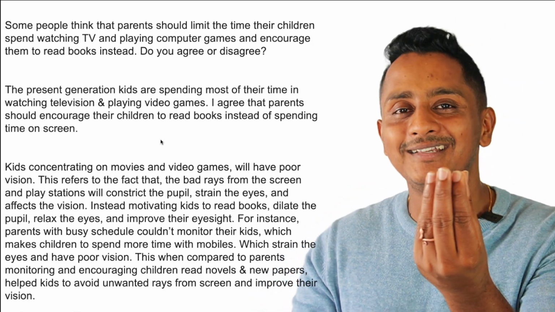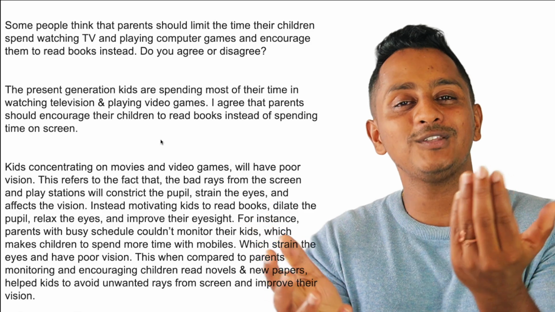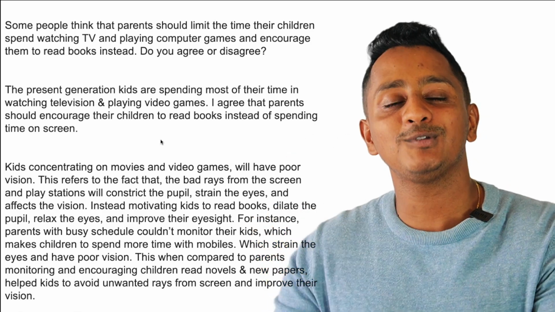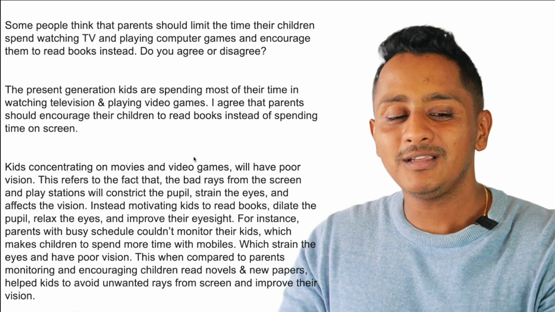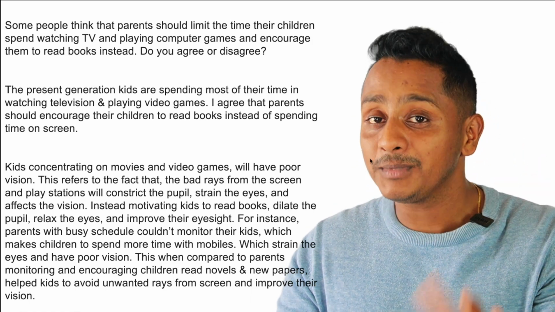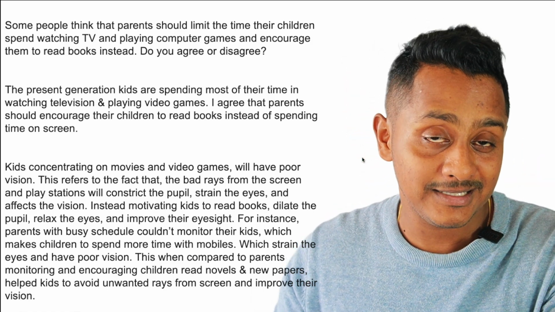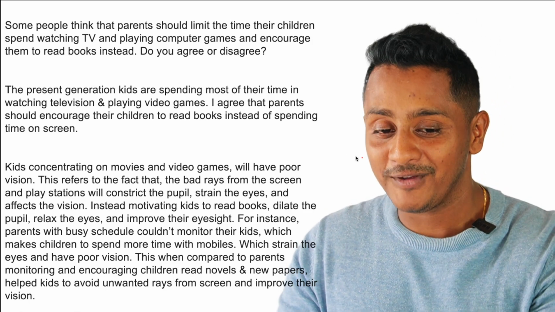We should take one thing and tell, because of watching TV, this is the problem. If you read books, problem solved. For the vision, the same thing is not fitting in. So task response may not be a great one, but we will look into the third paragraph and then decide if this person gets 7 or 6.5.